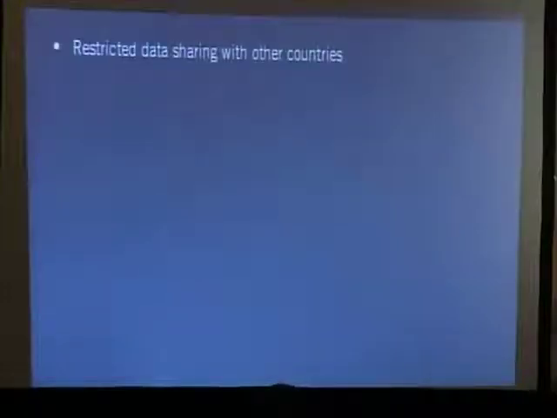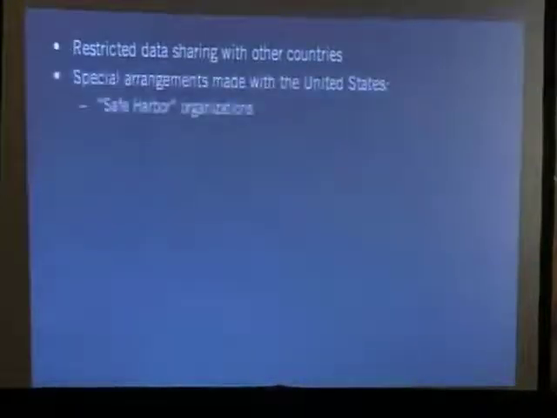One way for American businesses to do business with EU countries, even though we don't have the same standards as EU countries, is to be a safe harbor organization. And what this means is it allows American businesses to be on a list of safe harbor organizations which allow them to certify that they have met certain privacy and security requirements imposed by EU countries.